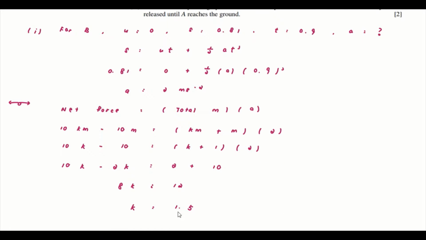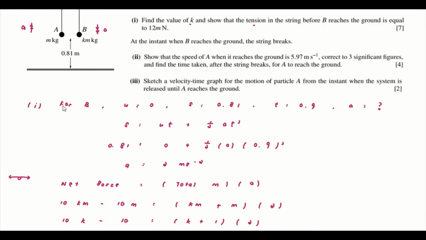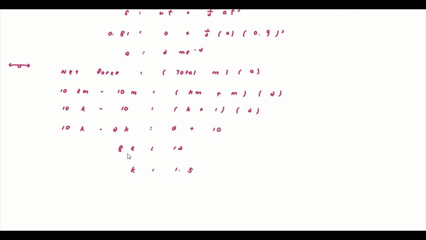After you get the k, now we can get the tension already. Use either one. Since we try to move to the right hand side, we use the same direction. So the weight and then the tension.